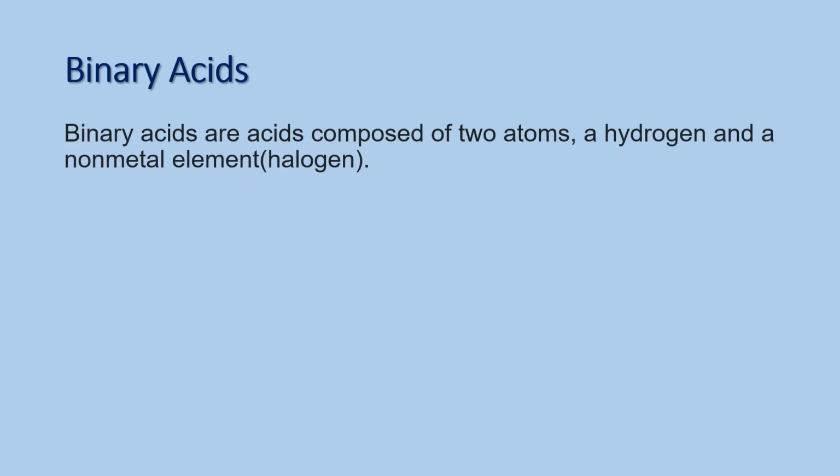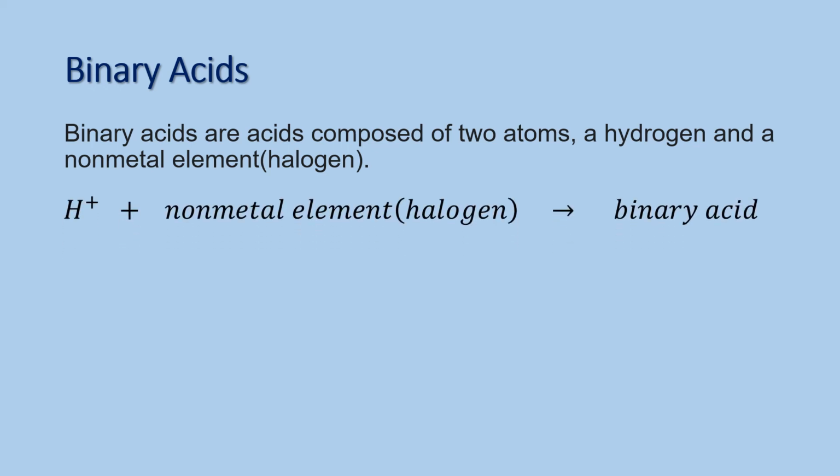So covalent bonding. Binary acids are formed through covalent bonding, and these are acids composed of two atoms, a hydrogen and a non-metal element, specifically a halogen. The chemical bonding involved is covalent bonding because the two elements involved are both non-metals. So, hydrogen ion combining with a halogen will form binary acid.